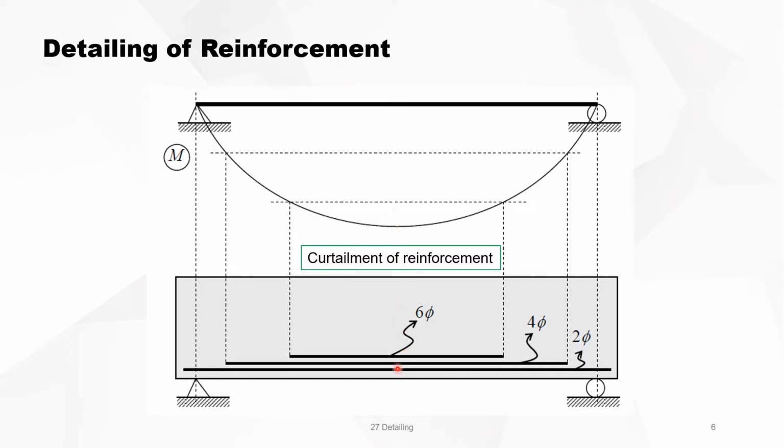You don't need it in all sections. In this section you need only 4 rebars, in this section only 2. So if you adapt the amount of reinforcement in the cross sections to take account of the varying bending moment, we call that curtailment of the reinforcement.